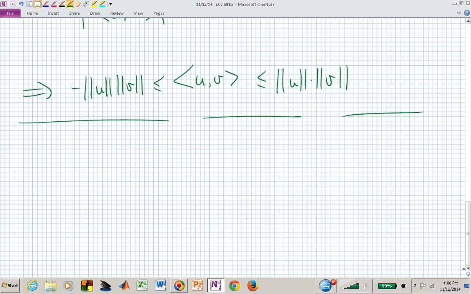Now let's remind ourselves about this concept of completing the square.